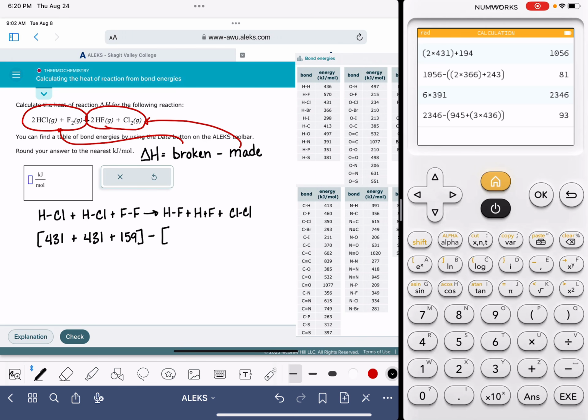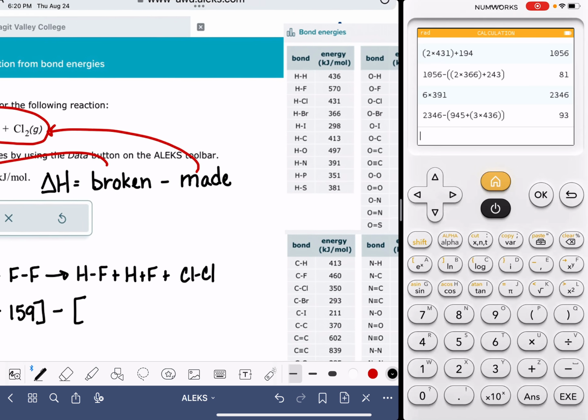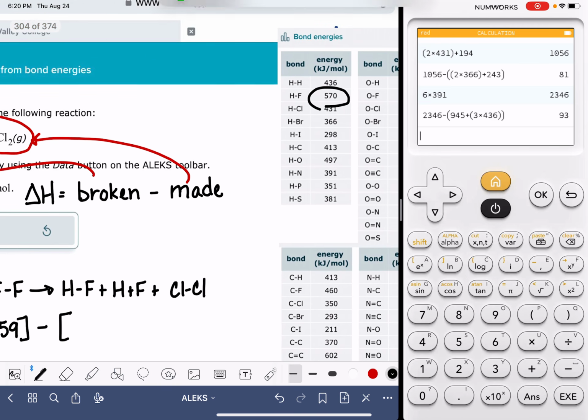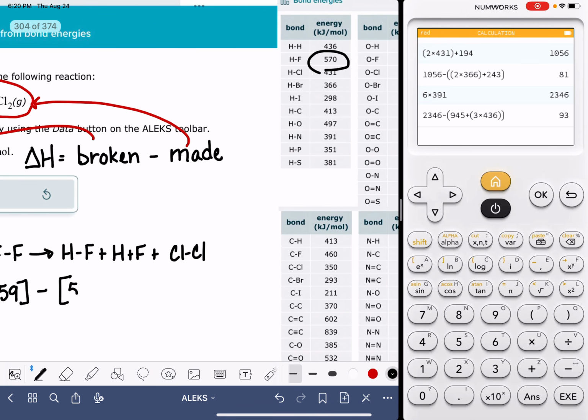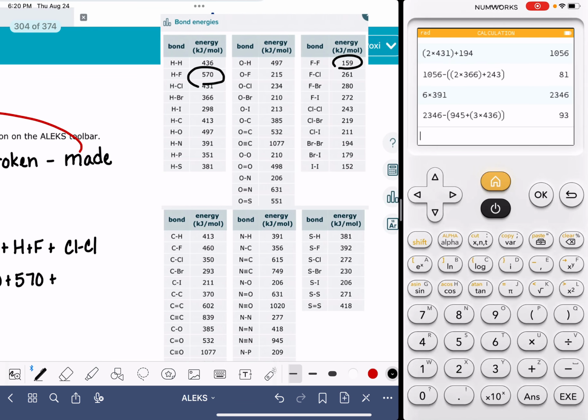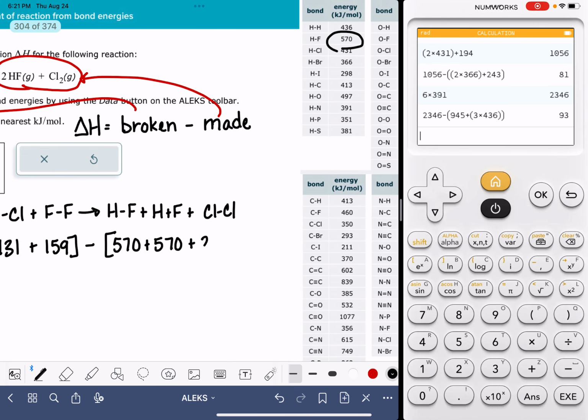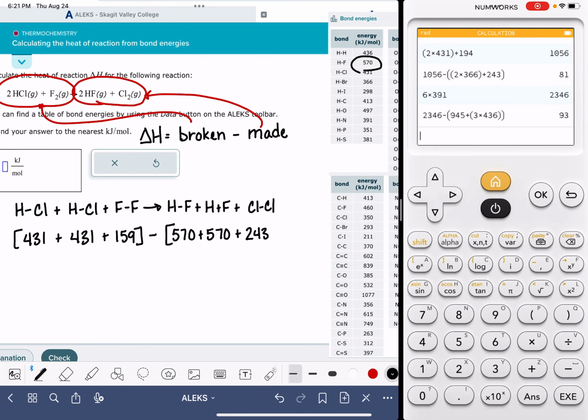And then from that, we're going to subtract the energy of all the bonds that we're making. We've got the HF bond, that is 570 kilojoules per mole, 570 plus 570 because we have 2 of them. And then we also have the chlorine-chlorine bond, that is right there, 243 kilojoules per mole. So now we just need to use our calculator to work this out.